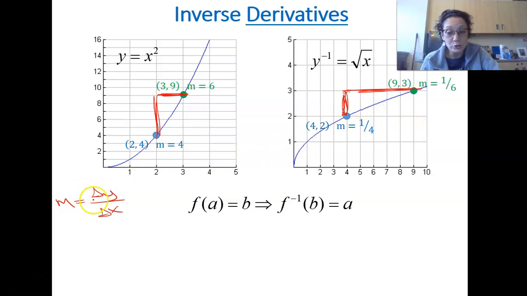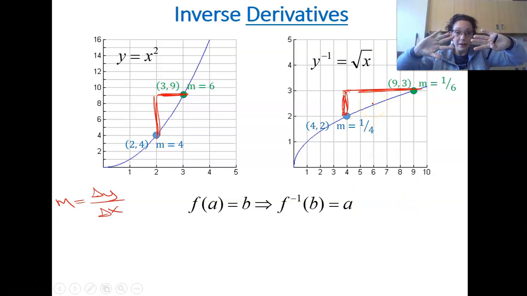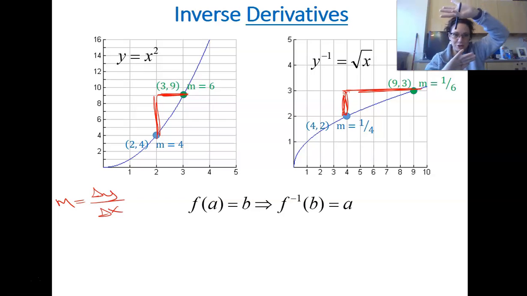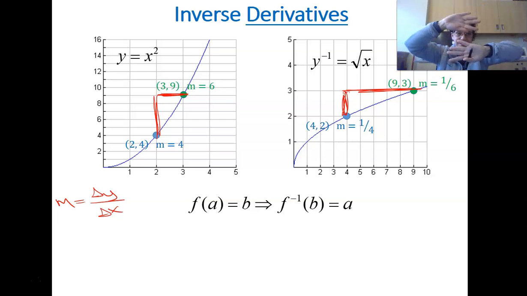In other words, your slope, instead of being change in y over change in x, these values, the change in y is now your change in x. Change in x is now your change in y. So the effect is that your slope literally flips over, because what used to be your change in y is now your change in x. What used to be your change in x is now your change in y. So in the inverse, the slope is still defined as delta y over delta x. It's just that the values of them have switched, right? So in the inverse, my slope goes like this.